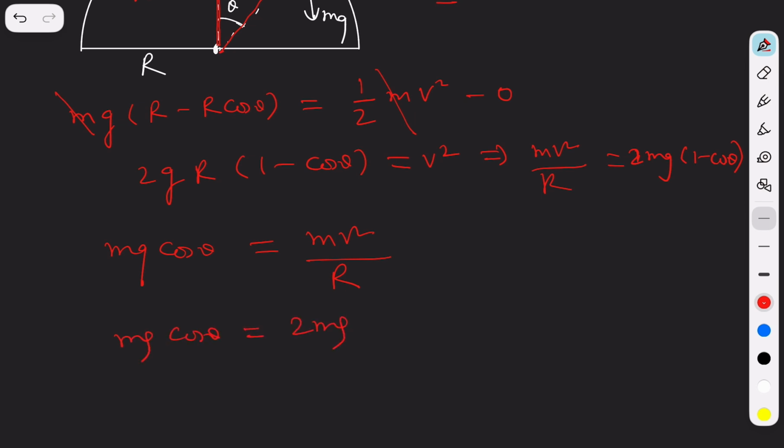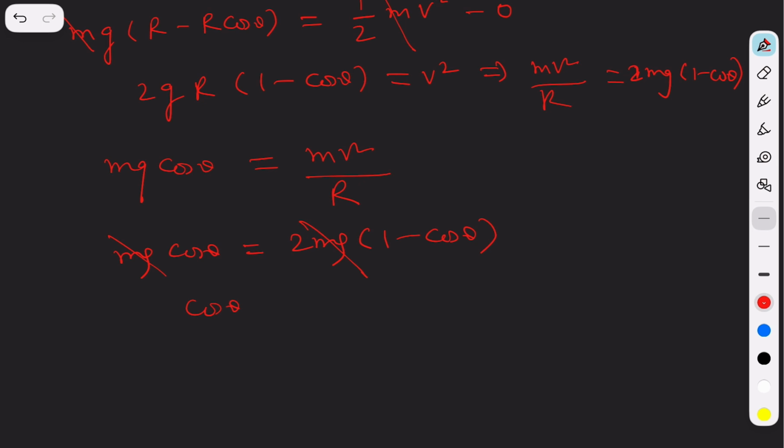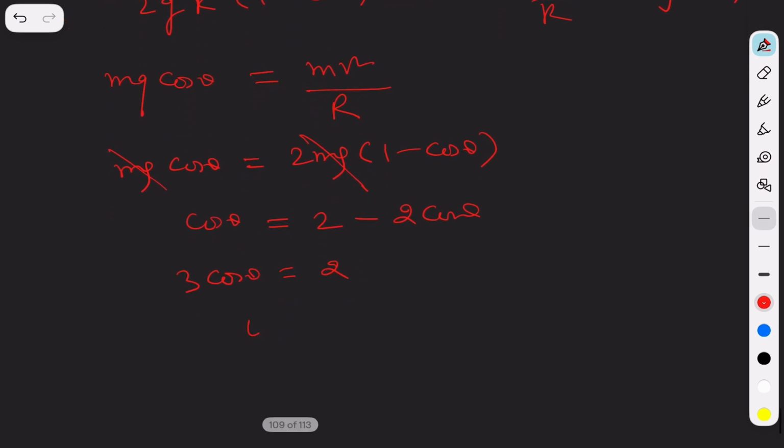So mg cancels, and it becomes cos theta equal to 2 minus 2 cos theta. So 3 cos theta is equal to 2. So theta is equal to cos inverse of 2 by 3. This will be the angular position where the body will lose the contact from the spherical surface. Pretty much easy. We have used energy conservation and solved this problem.